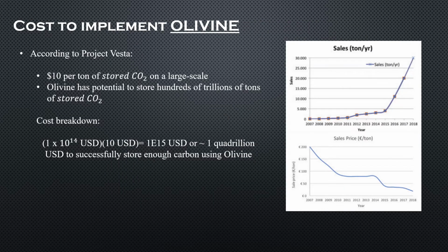According to a study conducted by Project Vesta, which is an organization focusing on implementing olivine onto beaches to help sequester carbon, they say that the price per ton of stored carbon on the large scale is approximately $10. However, olivine has the potential to store hundreds of trillions of tons of stored CO2, so to maximize the power of olivine, it would cost the world approximately a quadrillion US dollars.